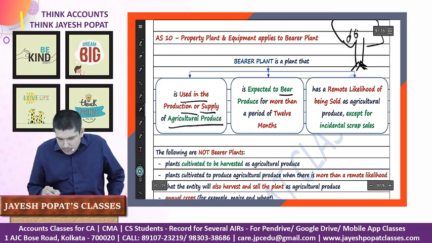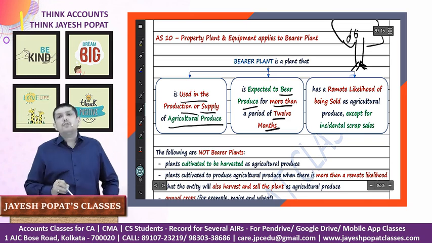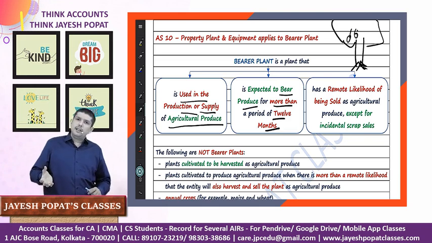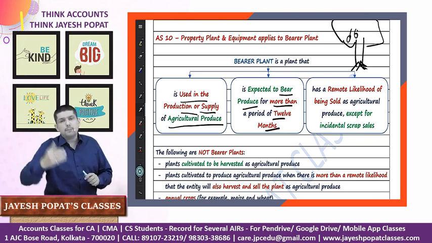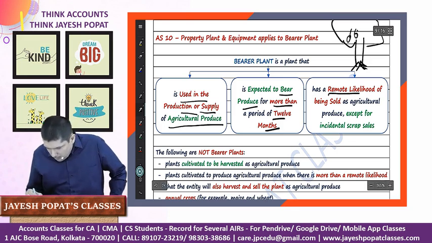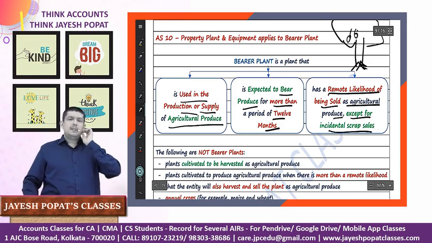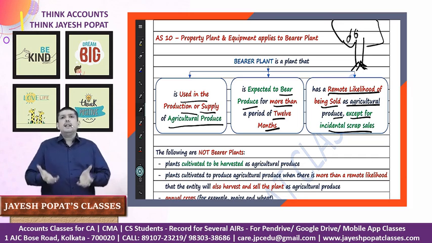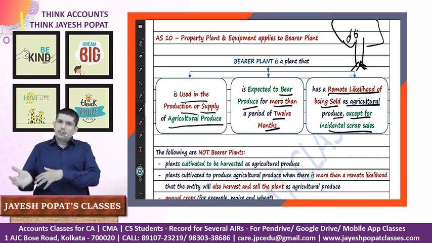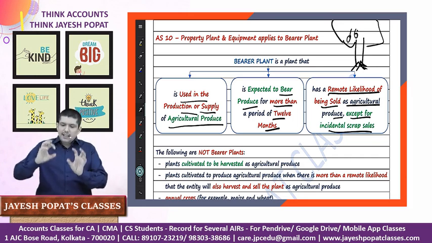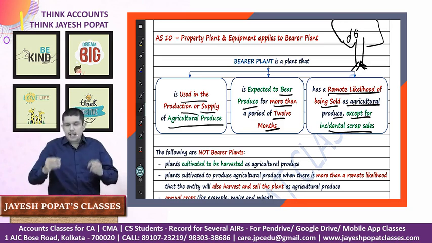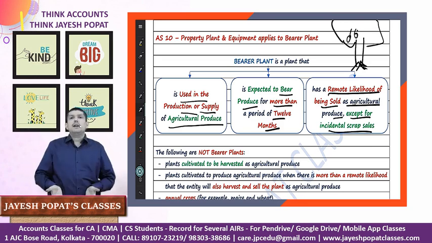It is expected to bear produce for more than a period of 12 months. So it's not that the plant will bear and it will be finished off within 12 months. That's a plant which will be used for a long period of time. And there's a very remote likelihood of being sold off as agricultural produce except for incidental scraps. Maybe this mango tree grows very old and now it has stopped bearing. So maybe I'll cut off this mango tree, sell off the wood and plant a new mango tree. That's incidental because of usage over a period of time. My intention was never that I will plant a mango tree and then sell that mango tree off.